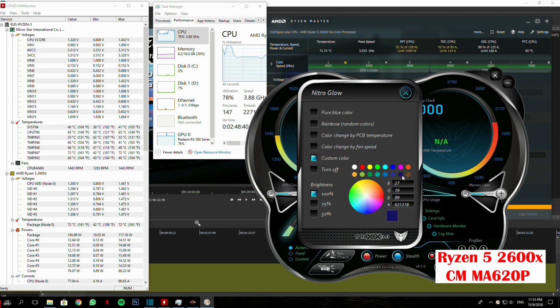With the stock cooler, I actually hit 92 degrees. Sometimes it goes up to 95 degrees, and once it increases, it doesn't go down anymore. Using the aftermarket cooler, the temperature is very low. I think the maximum that I hit for this one is only around 75 degrees and it stops there.